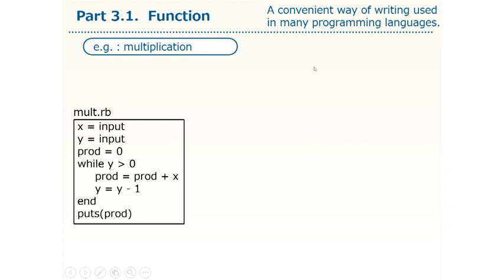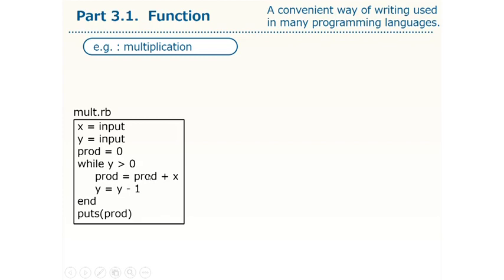The notion of function or similar idea introduces a convenient way in programming, and it has been used in many programming languages. Let's consider as an example the program that computes multiplication that we studied in topic 1. This is the program that computes multiplication. This program does multiplication using only the basic arithmetic operator addition. We were actually computing x times y, but we did it by repeating the plus x operation for y times over and over again.